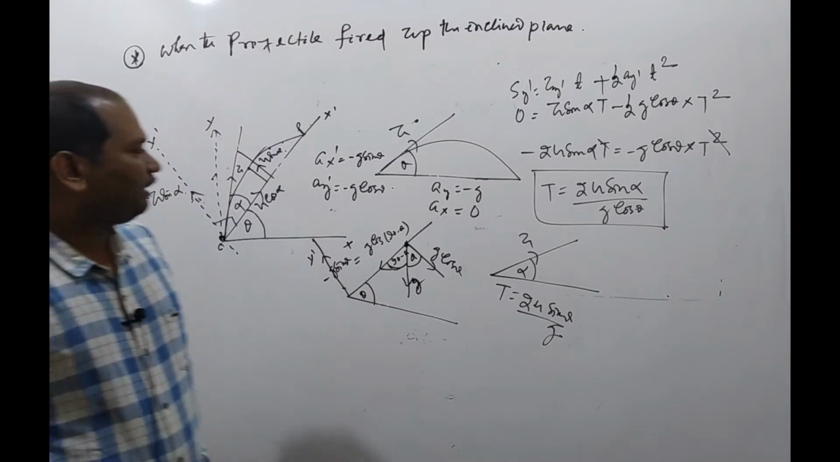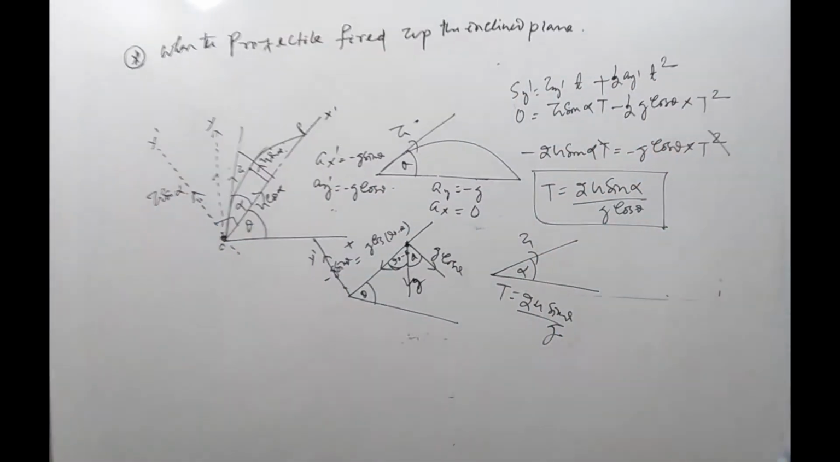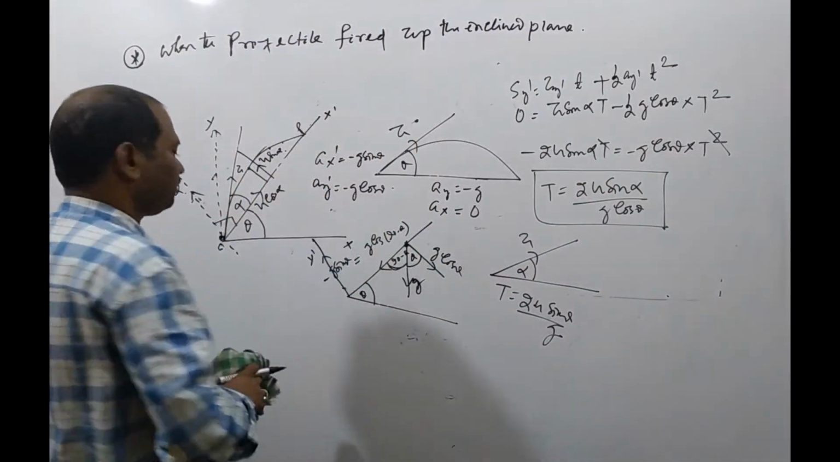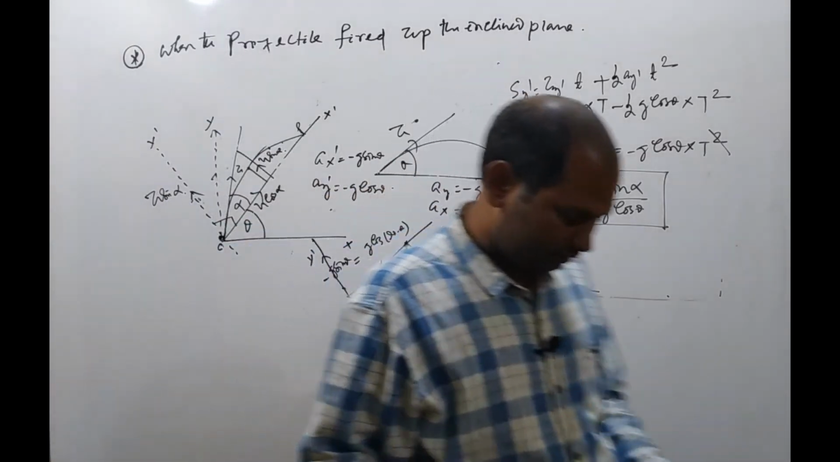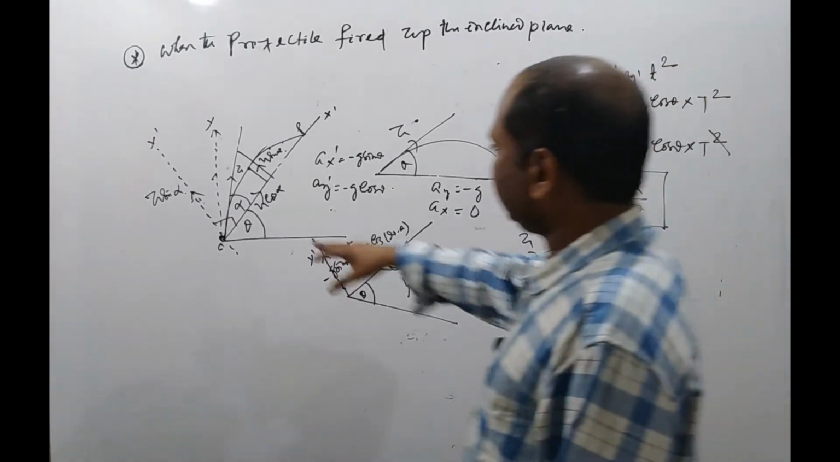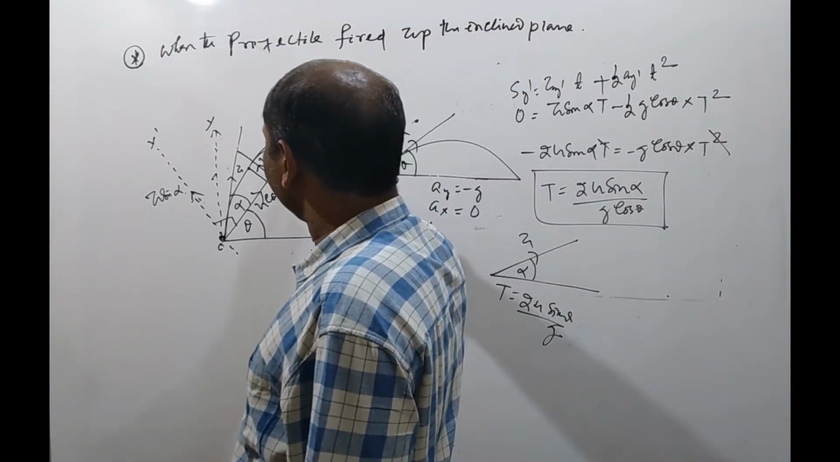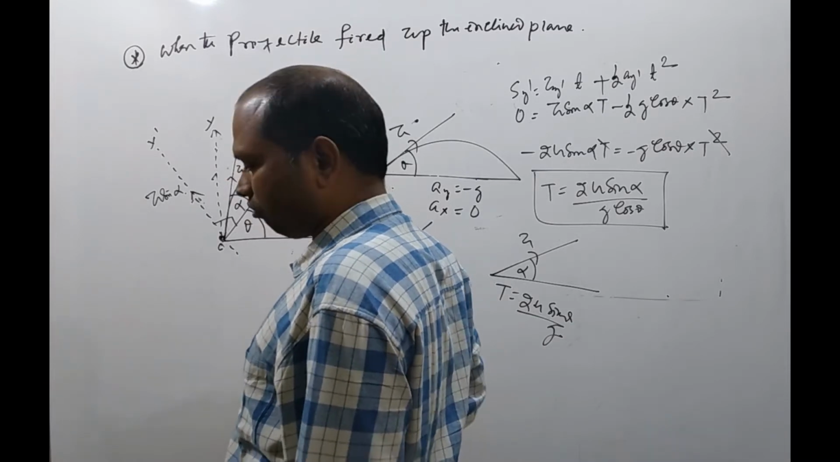Okay, then we have to find the striking velocity of the projectile at the point P. When the body reaches here, it will strike with some velocity on the inclined plane at the point P or not? That velocity you have to calculate.